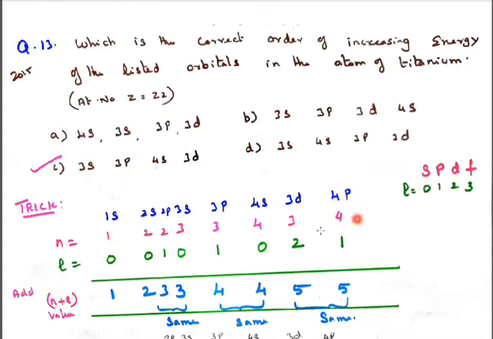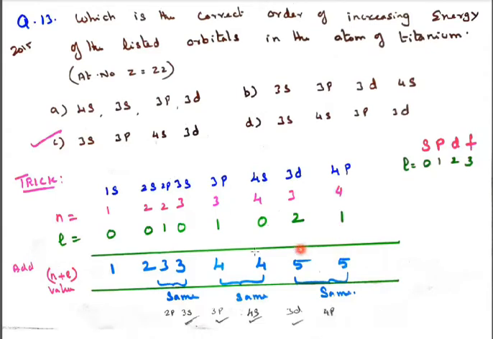If p comes, you should put 1. If d comes, you should put 2. If f comes, we should put 3. So wherever s comes, I have written 0. 1s, L is equal to 0. 2s, L is equal to 0. 2p, L is equal to 1. 3s, L is equal to 0. 3p, L is equal to 1. 4s, L is equal to 0. 3d, L is equal to 2. 4p, L is equal to 1.